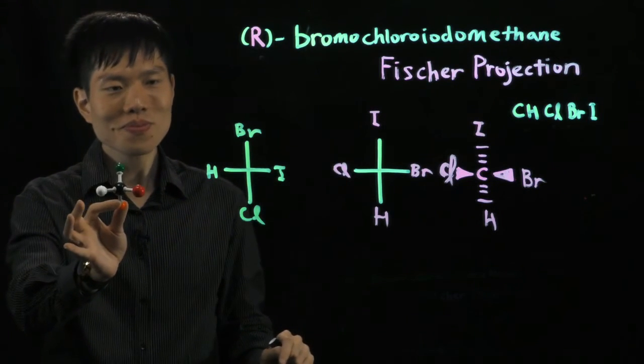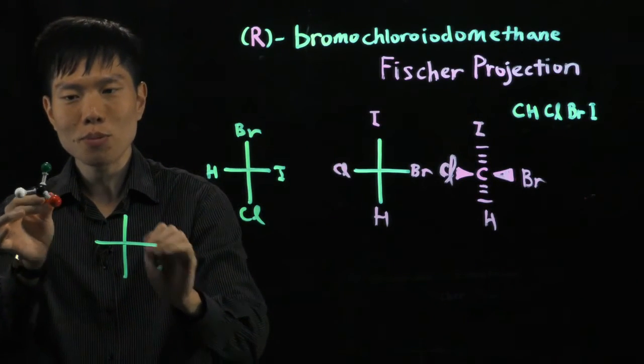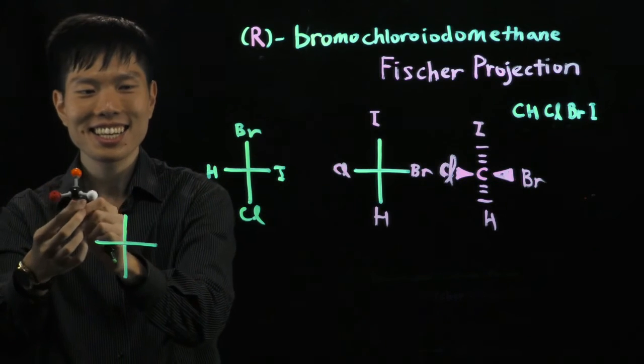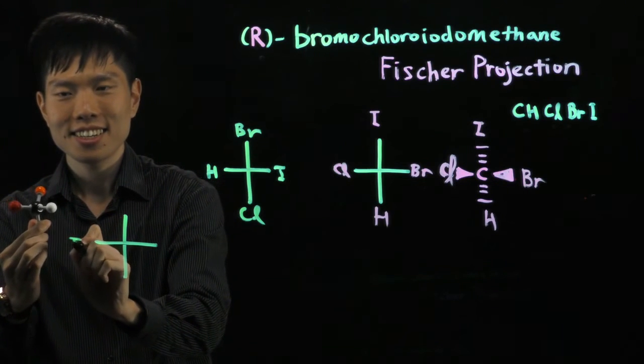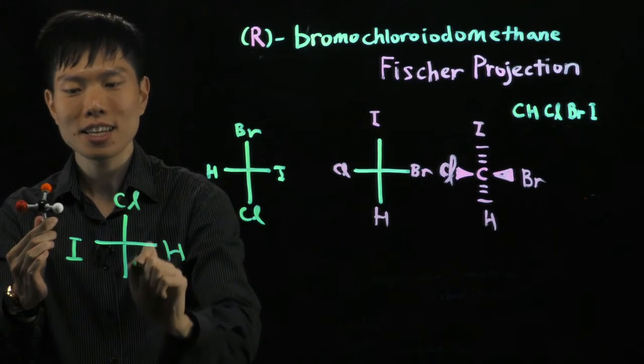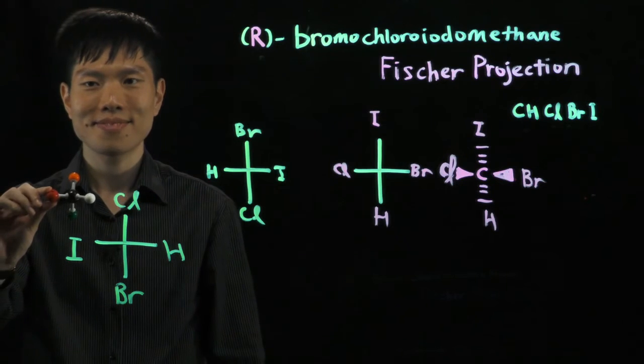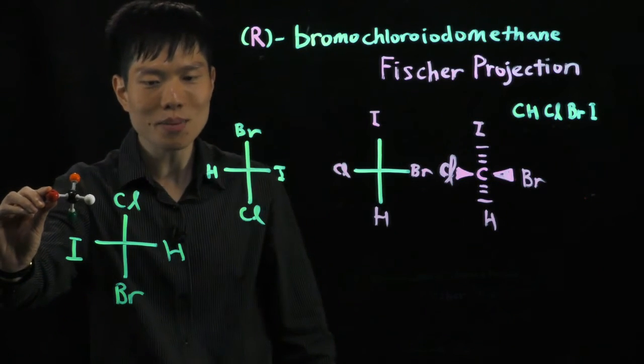Okay? Next, let's draw it. What about if I flip to the opposite side? Okay? So here is iodine. H on top, that's a chlorine. Bottom is a bromine. See that?